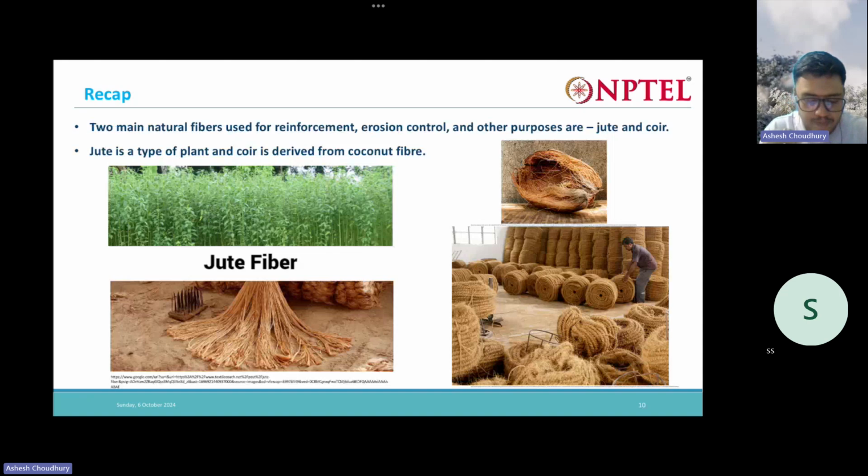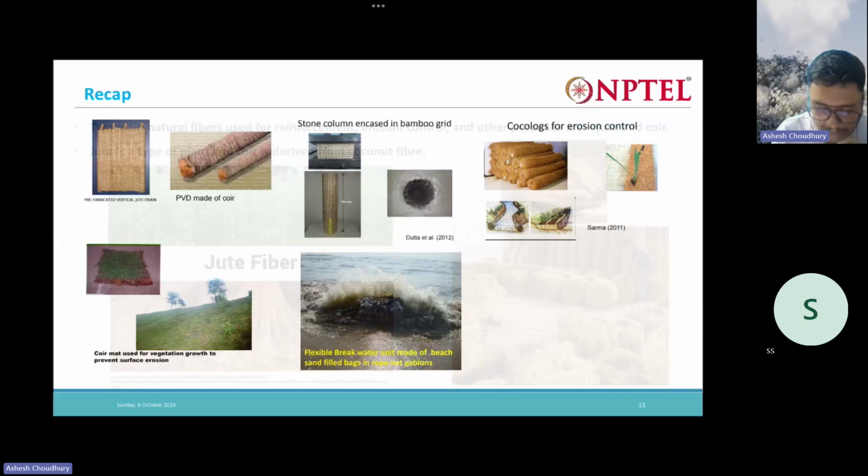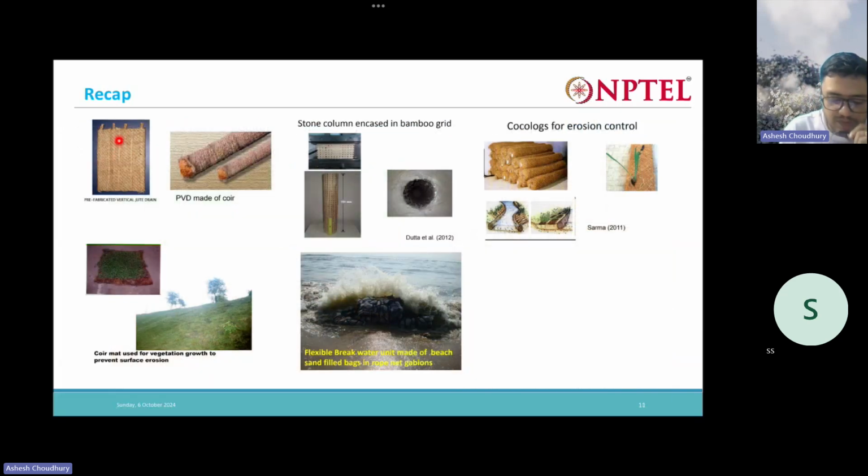So what is jute fiber? You can see I have used one image here. These are naturally growing fibers, and coir is nothing but coconut fiber; it is derived from the coconut. I was speaking about PVDs made out of jute.